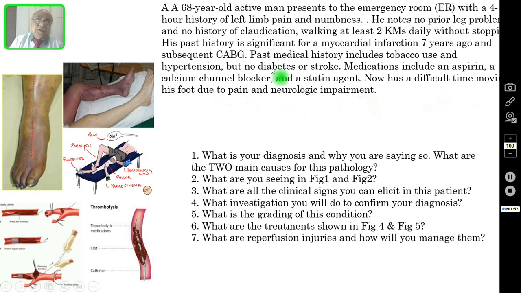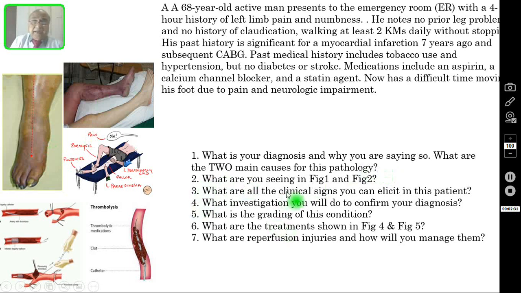So this is the clinical presentation, and these are the 5 figures. Figure 1, 2, 3, 4, and this is 5. And these are the 7 questions. Question number 1, what is your diagnosis and why you are saying so? What are the 2 main causes for this pathology? Question number 2, what are you seeing in figure 1 and figure 2, and its significance?